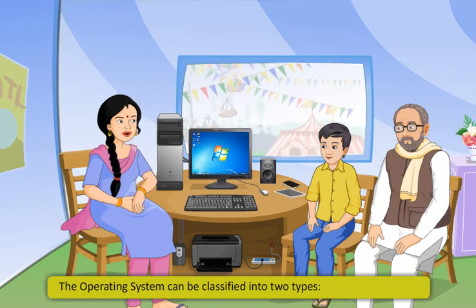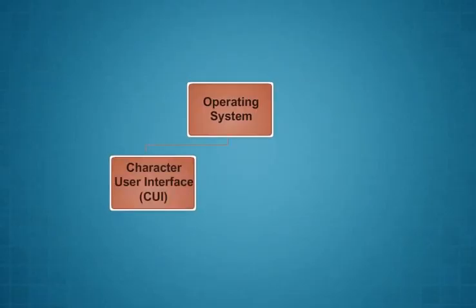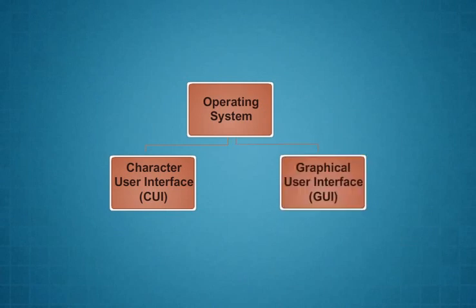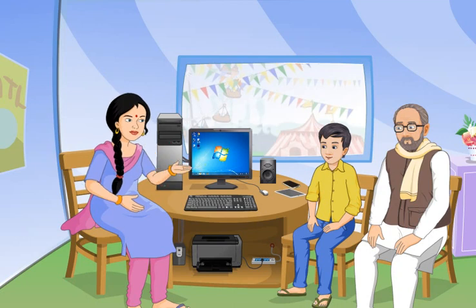The operating system can be classified into two types: character user interface and graphical user interface. Let us discuss one by one about them.